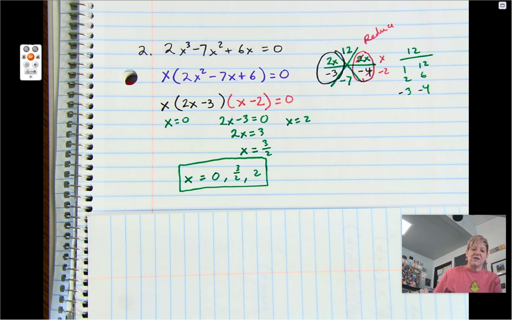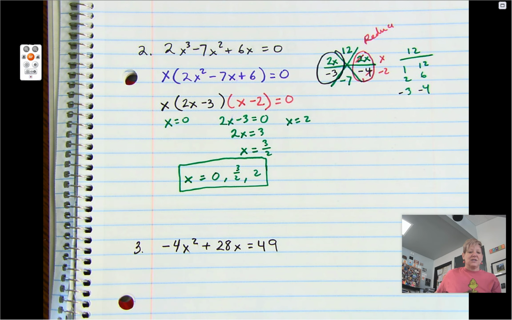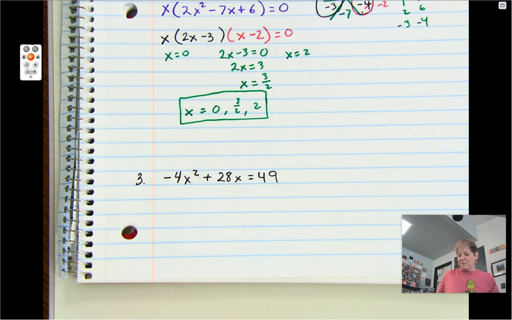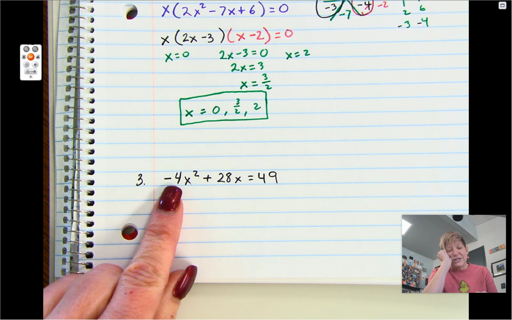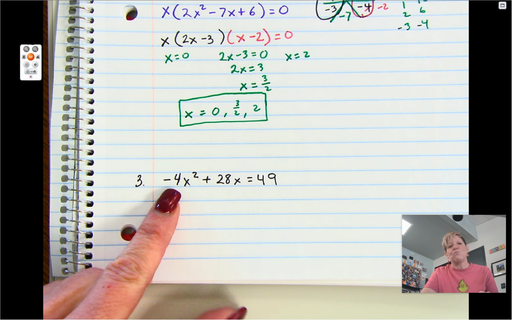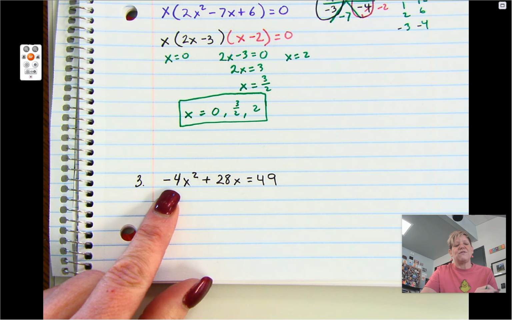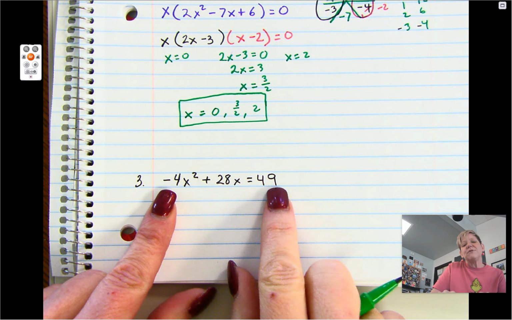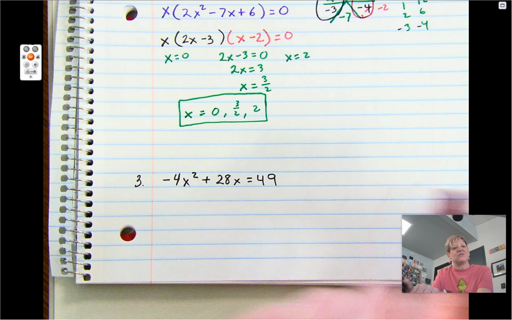We are now on example number 3. So here's our example number 3. Hopefully I don't run out of room. All right, so first off, I notice this one looks a little bit different because it is not equal to 0. I also noticed that my leading coefficient has a negative, and having a leading coefficient that is a negative is kind of a problem in factoring. So you always want your leading coefficient to be positive. So instead of moving the 49 to the left, I'm going to move all my terms to the right.